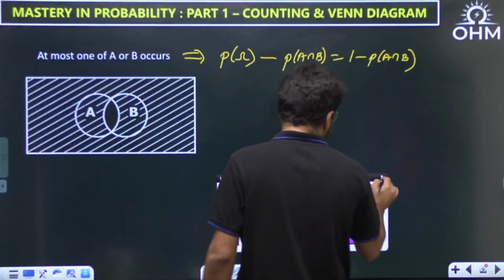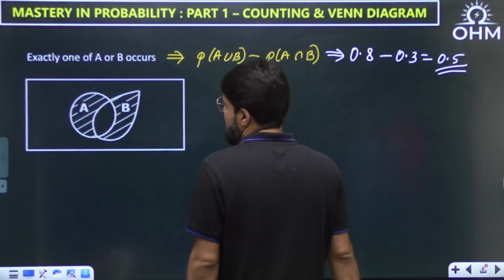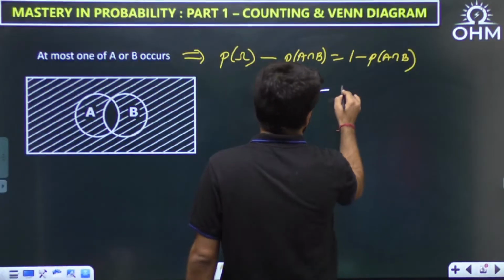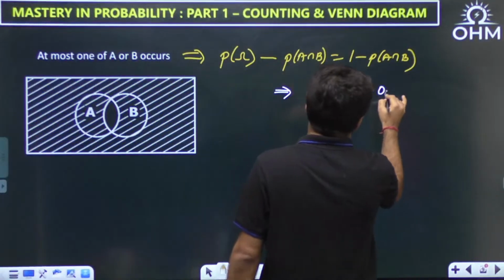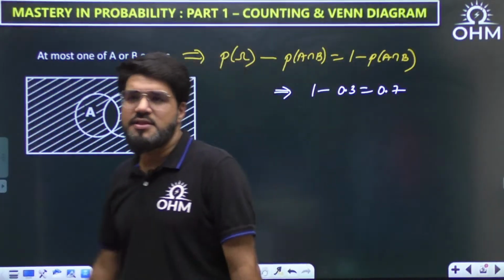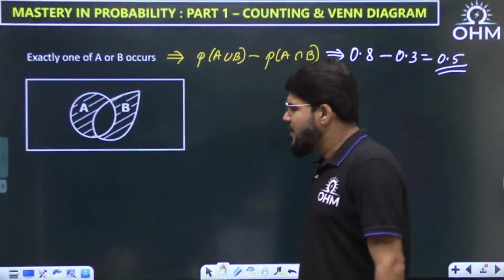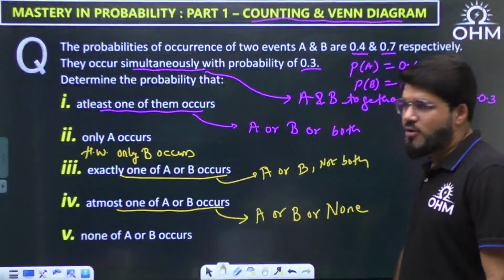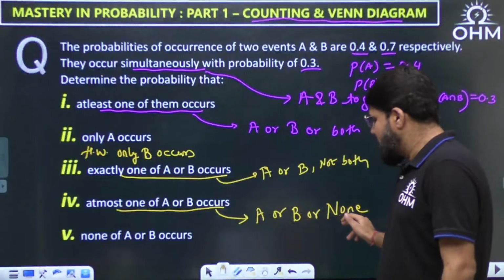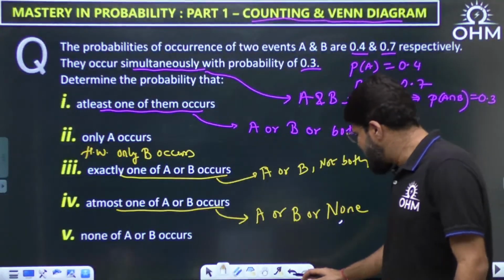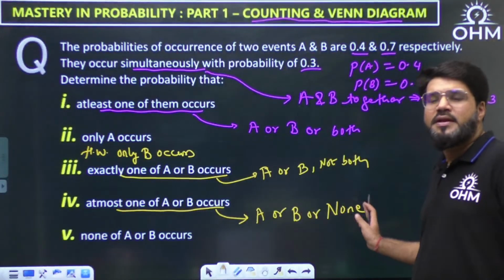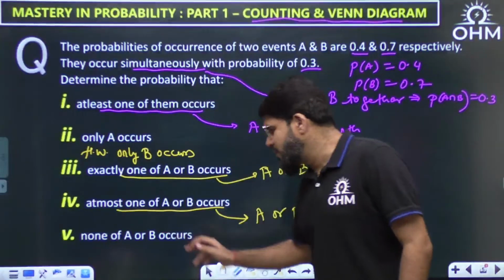Okay, so what is the answer? 1 minus P of A intersection B, that is 1 minus 0.3. So the answer here is 0.7. And the last one here: none of A or B occurs. So see, A or B or none. Out of this specific case, none of them should occur. I have separated this as a next question. None of A or B occurs.